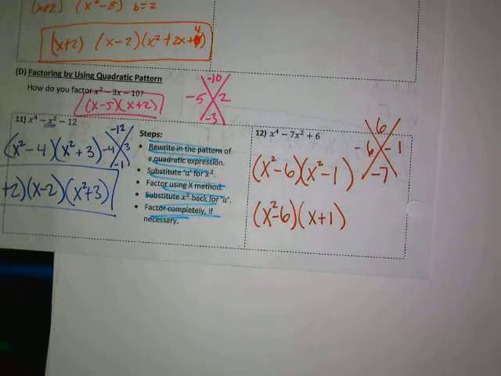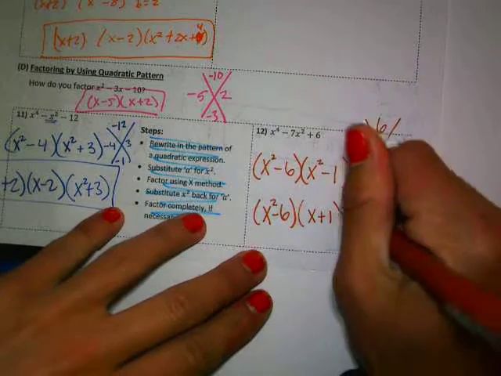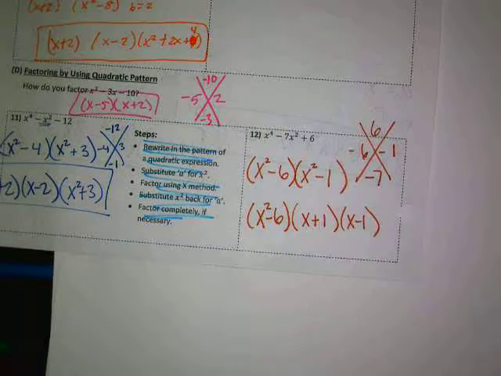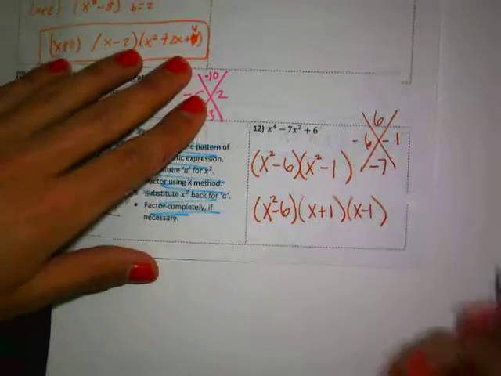Is 6 a square? No. Is 1 a square? Yes, and then x minus 1. So 1 is a square, 6 is not a square, because 1 times 1 is 1.